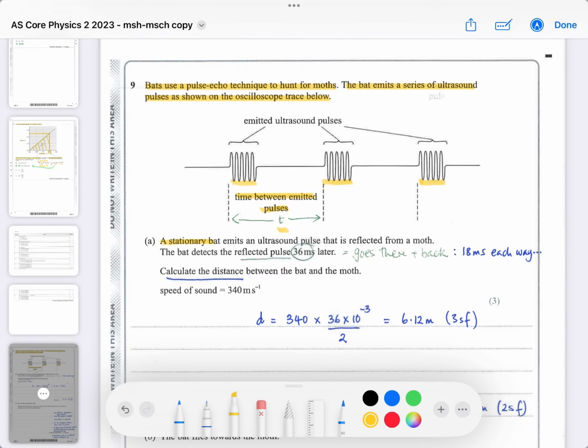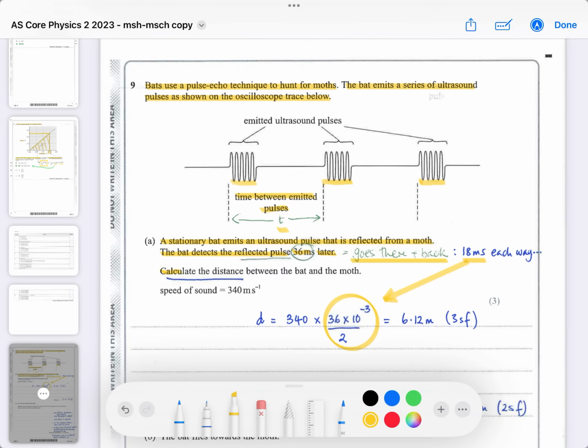So it says a stationary bat emits an ultrasound pulse that is reflected from a moth. The bat detects the reflected pulse 36 milliseconds later. So don't forget, milliseconds is 10 to the minus 3. So that means in those 36 milliseconds, the pulse goes there and back. Okay, that means it's half of that to travel each way. So that would be 36 milliseconds converted to seconds divided by 2. Okay, that's the 18 milliseconds.